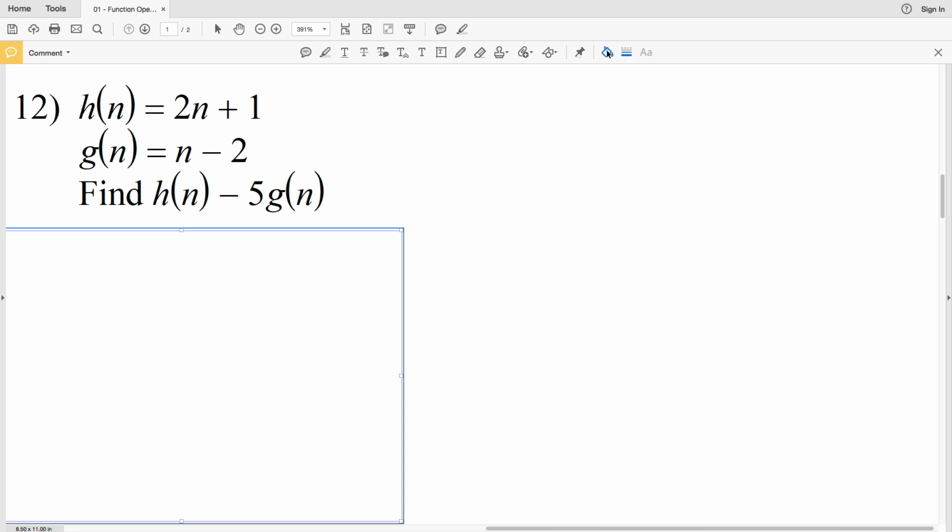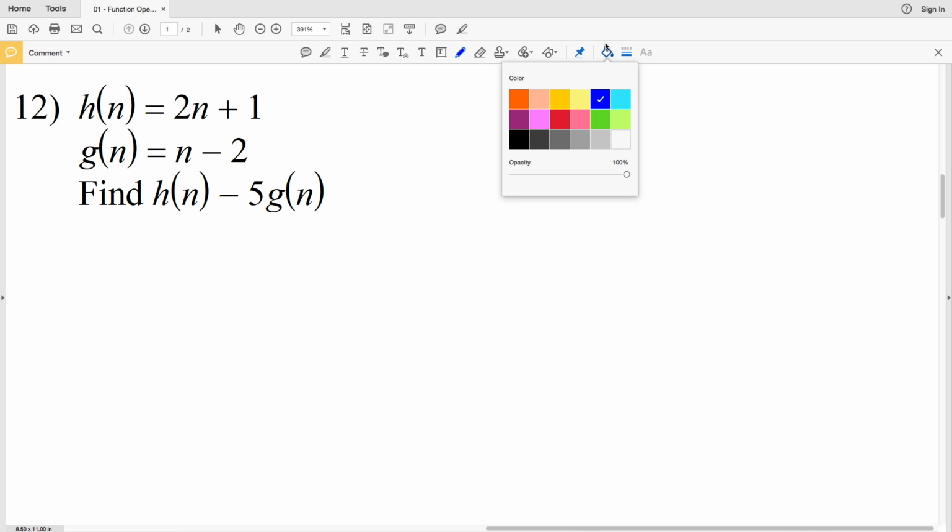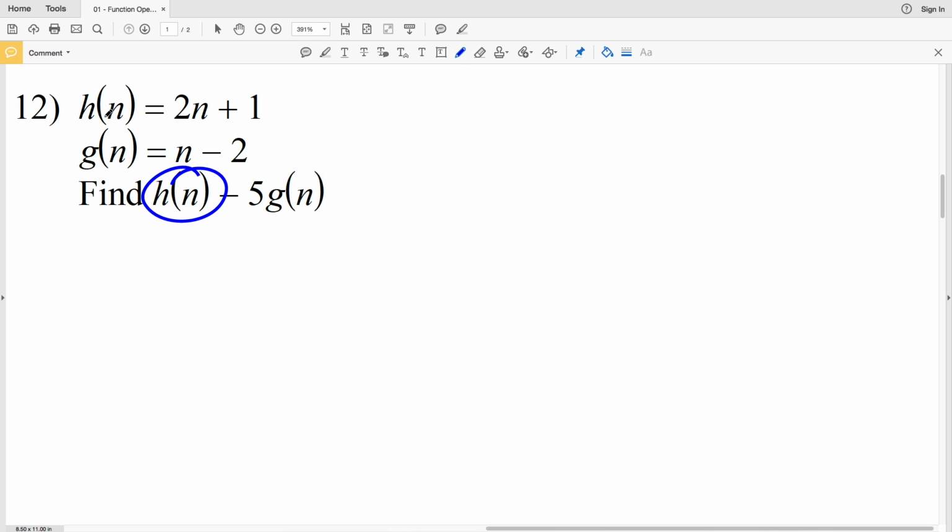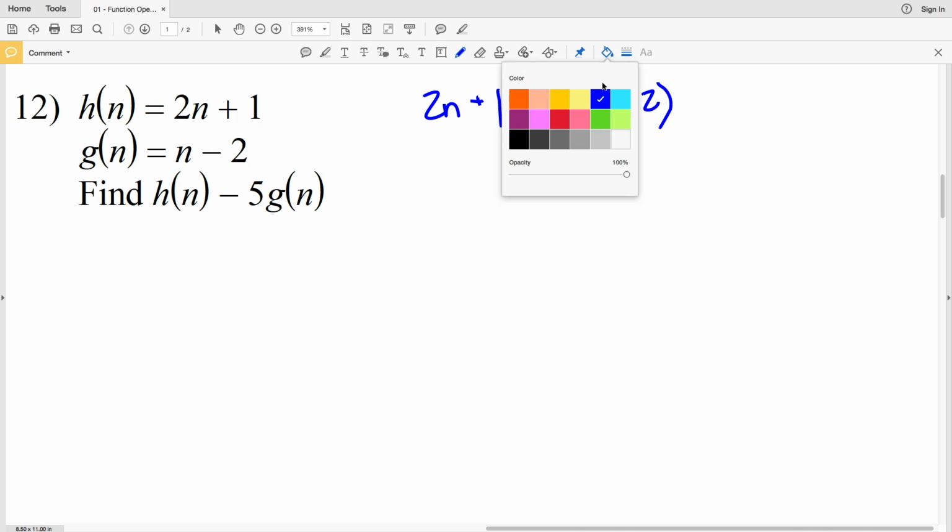Now in number 12, they're switching it up a bit. I'm going to evaluate h of n, which I have h already in terms of n, so 2n plus 1, but then I'm going to subtract 5 times g of n. So I'm going to subtract 5 times g of n, and g of n is n minus 2. So I'm going to need to distribute this 5 before I can subtract.